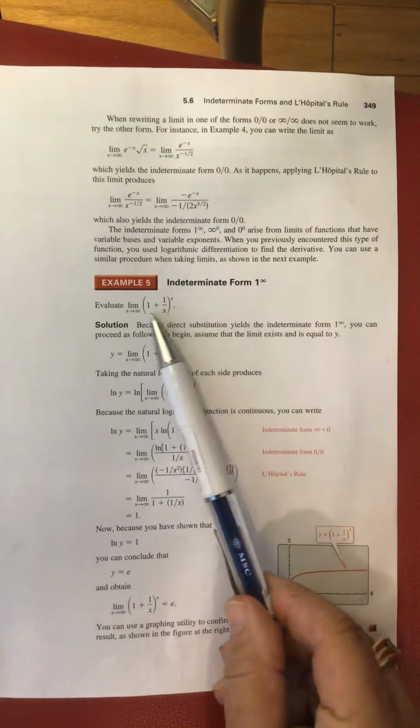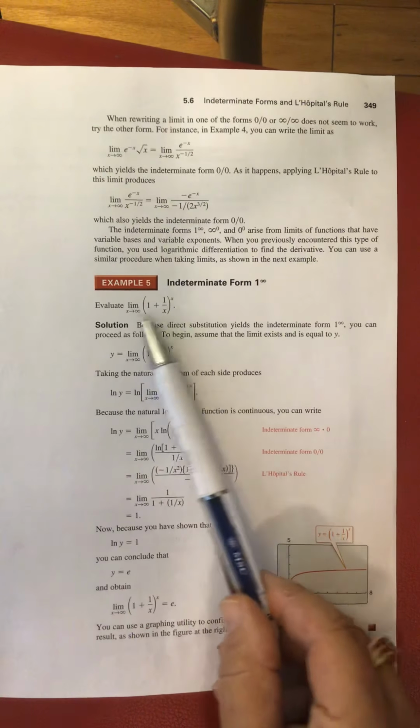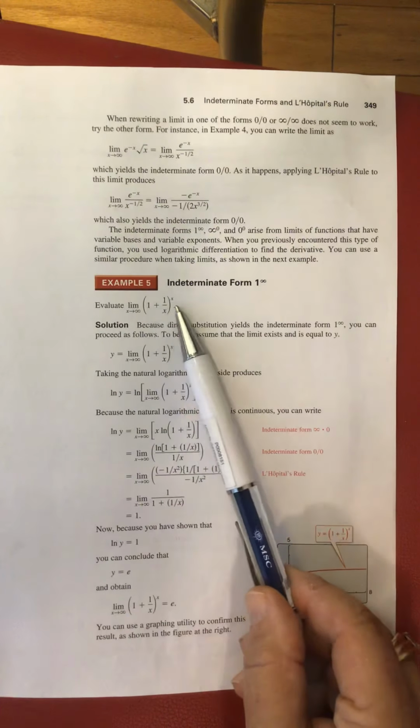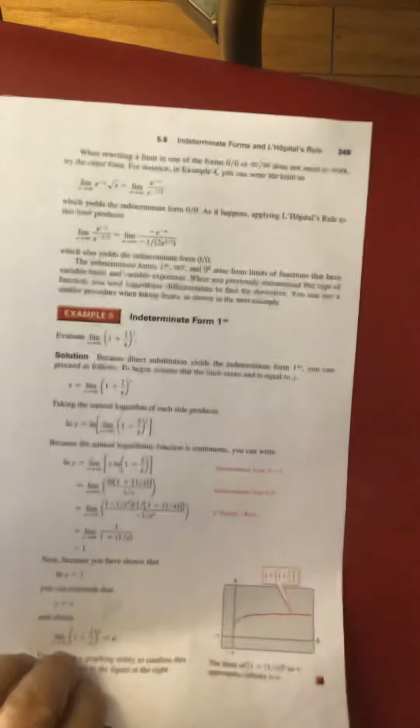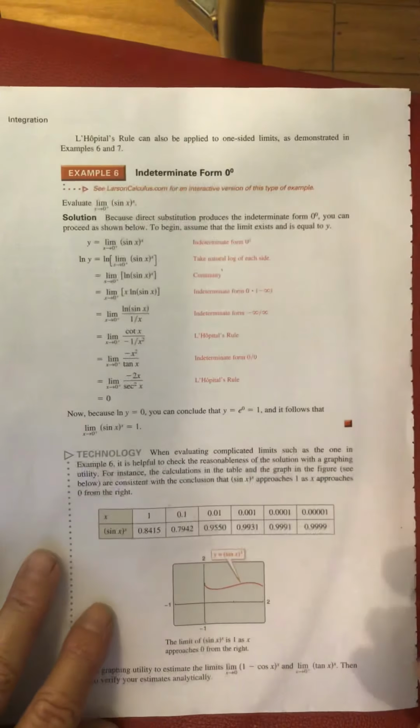You go back to chapter 1 and look at it. That's the definition of e. And so we have evaluated using L'Hopital's rule. Okay. One more.